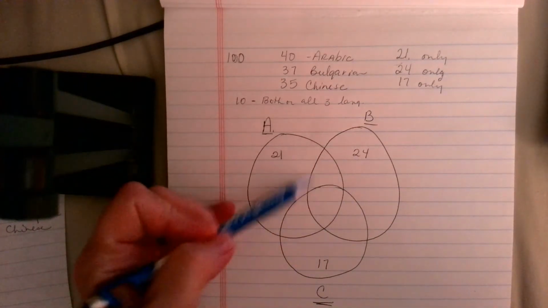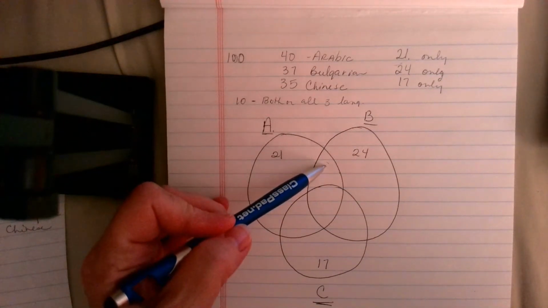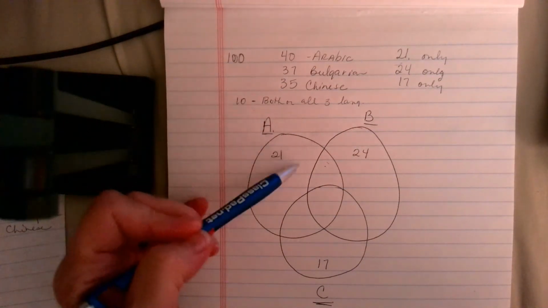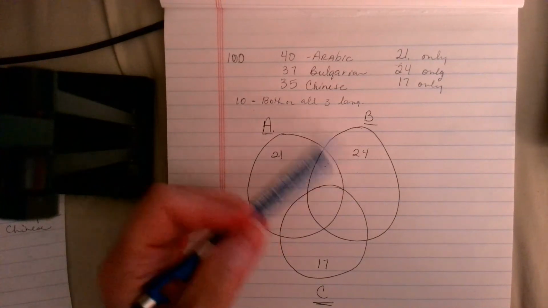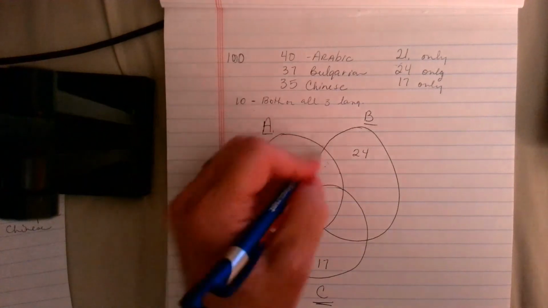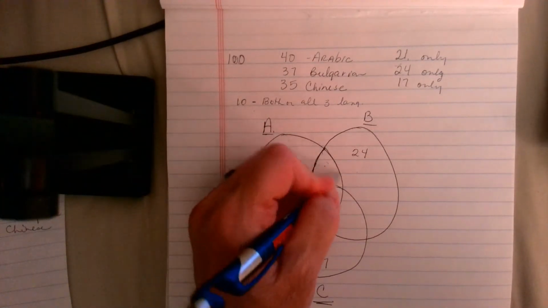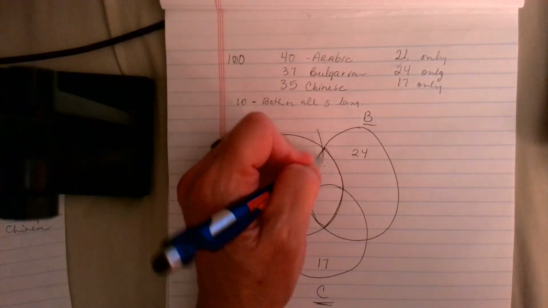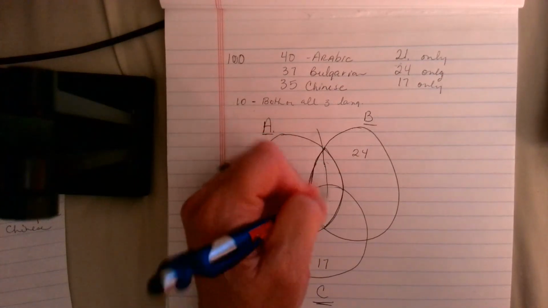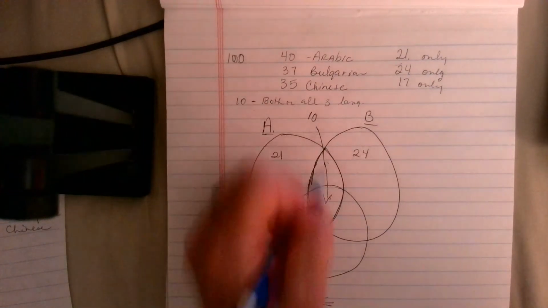This inner circle here tells me that these are the number of students taking Arabic or Bulgarian or taking Chinese. So this area here has a total of 10 students. These two areas combined have a total of 10 students.